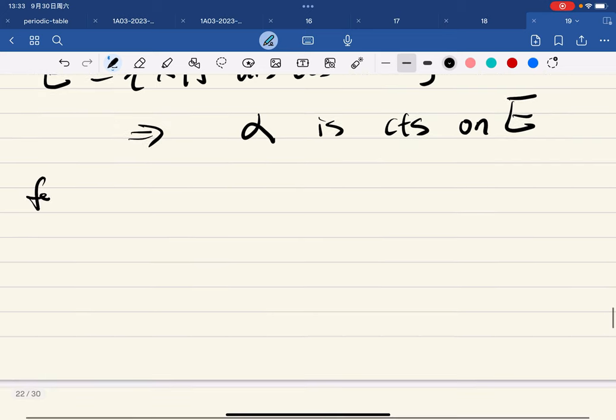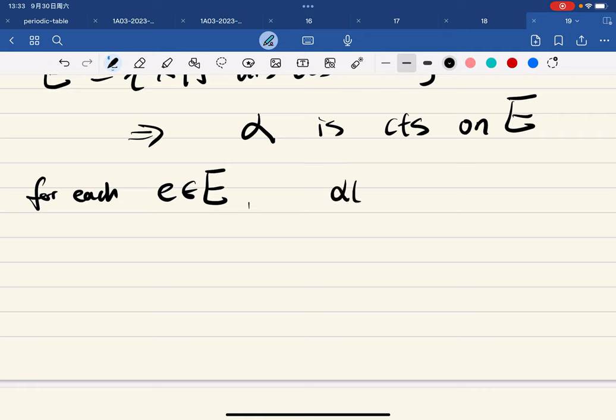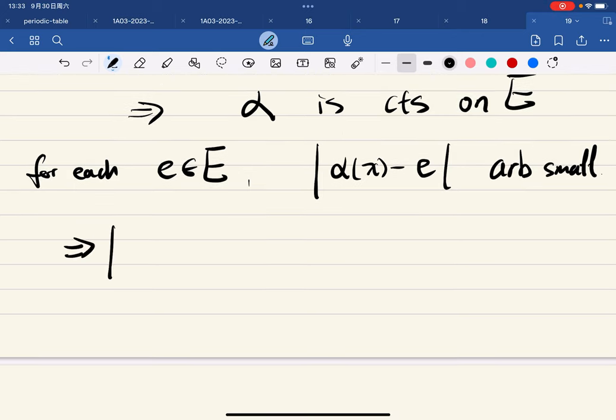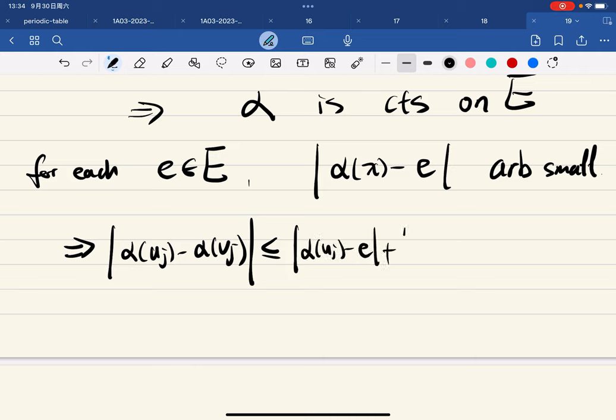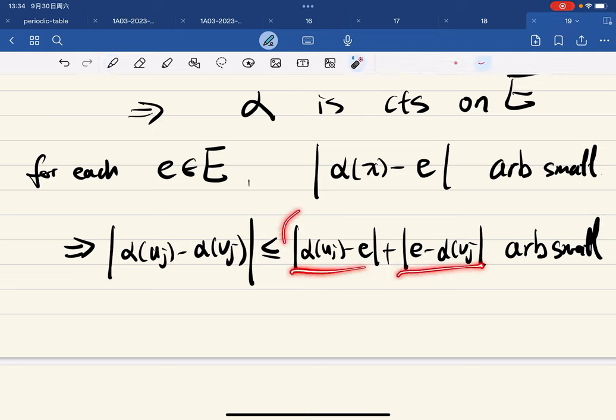Now, for each point, we have that alpha of x and E can get arbitrarily small. We can let this be arbitrarily small, right? Like, just hold on. This gets arbitrarily small, which means that alpha of uj minus alpha of vj, by the triangle inequality, again gets arbitrarily small. Because these two get arbitrarily small, their sum also gets arbitrarily small.